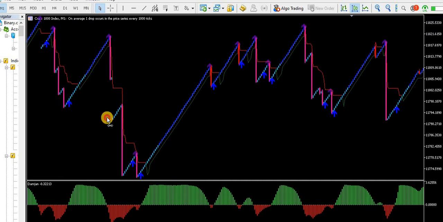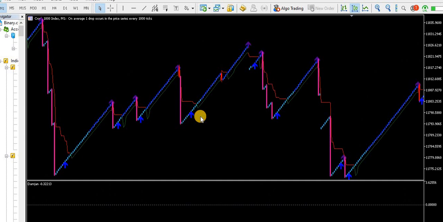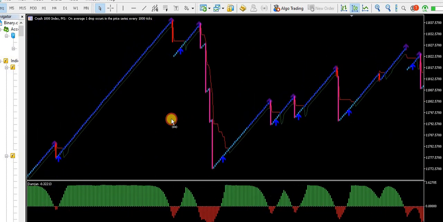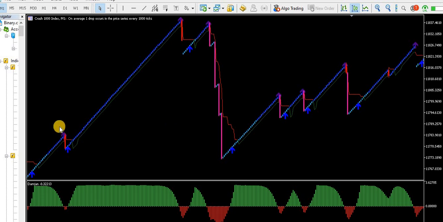Crash 1000 somehow is a bit different from Boom 1000. In this kind of setup, you see here very long, and then small. After the first spike, in the Boom and the Crash, there is bright red and then there is pink.